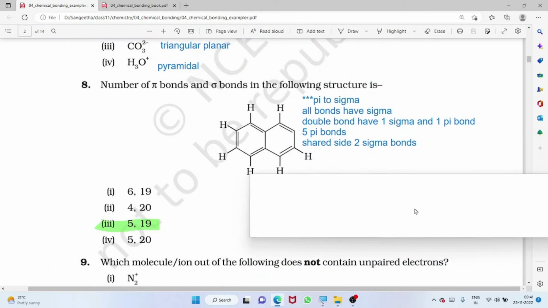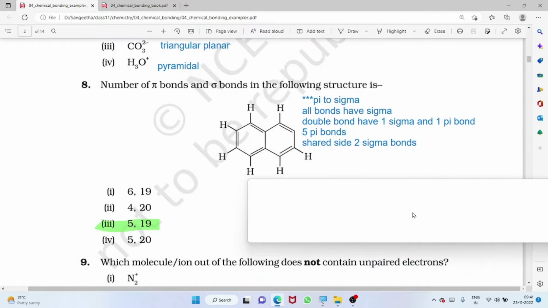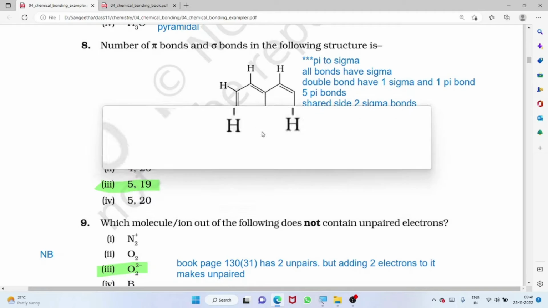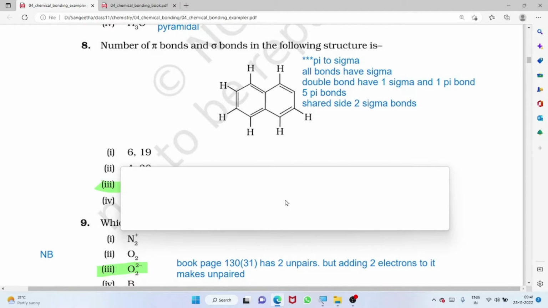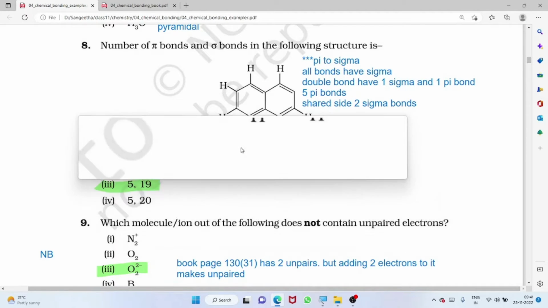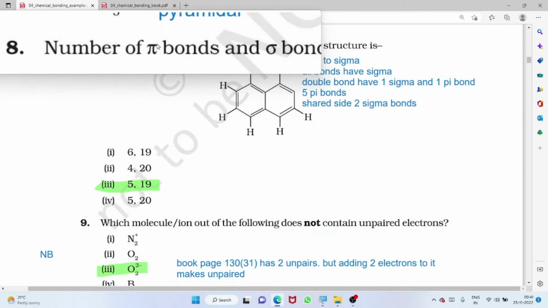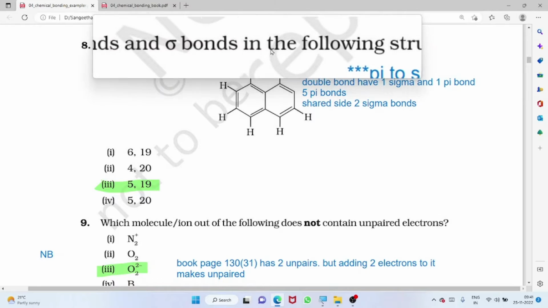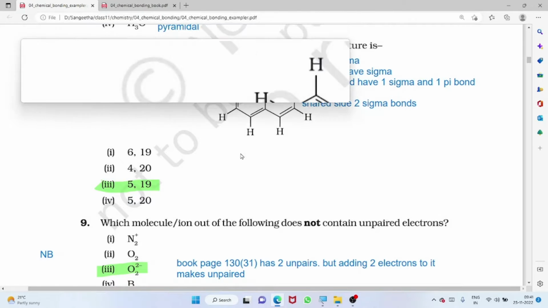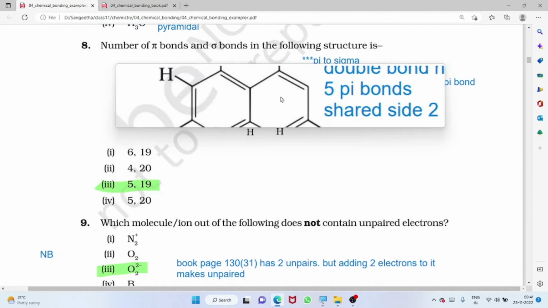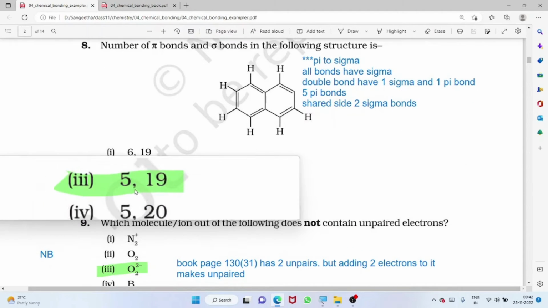Number of pi bonds and sigma bonds in the following structure. The important thing here is to note that a double bond has one pi bond and one sigma bond, and all the single bonds have only sigma bonds. Here they are asking for pi bonds to sigma bonds. So first you have to see the pi bonds. Each double bond has one pi bond: 1, 2, 3, 4, 5. So there are 5 pi bonds.